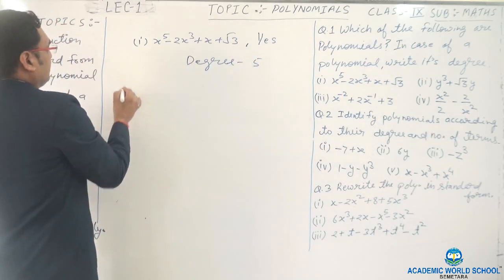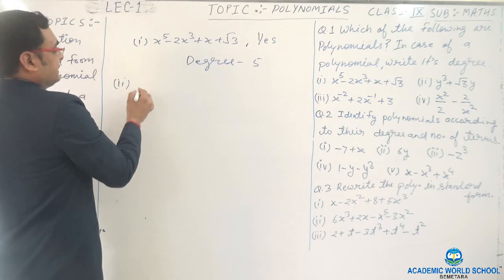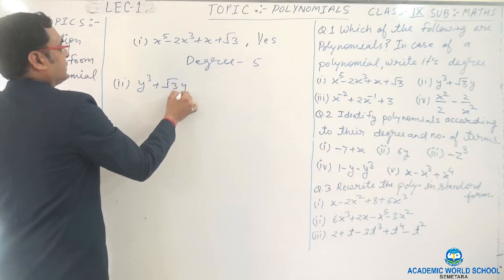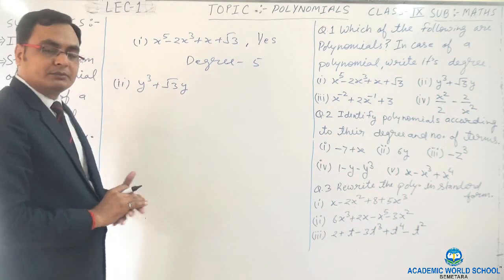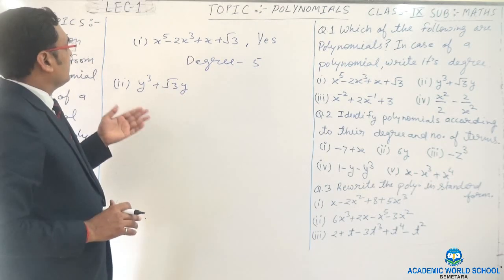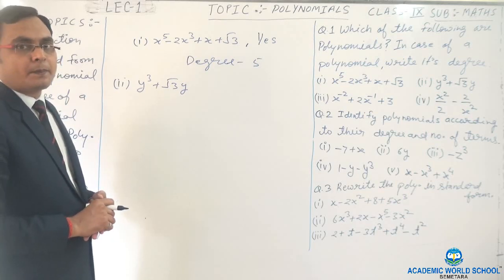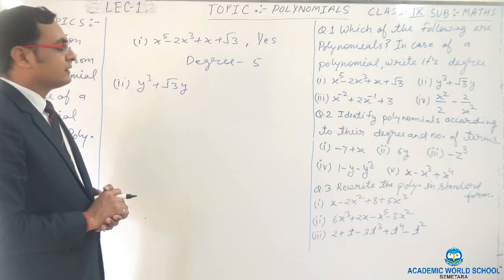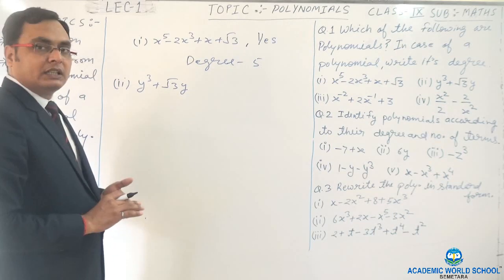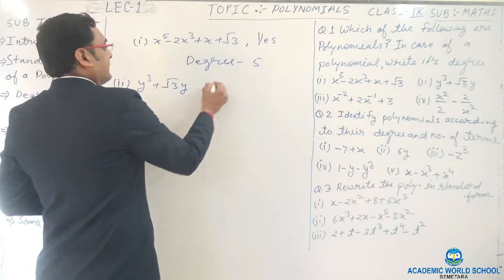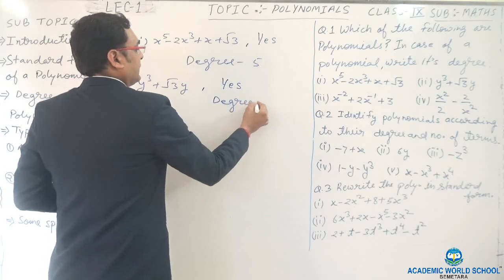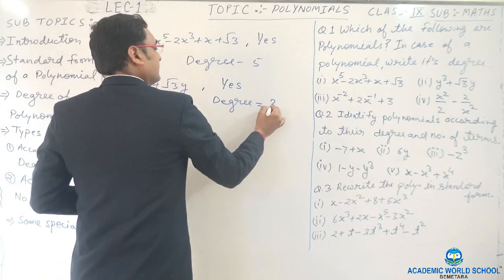So degree of this polynomial is 5. Look at the second example. Second example is y to the power 3 plus root 3y. Here we have two terms. One variable y is there and the highest power of the variable is 3. And all the powers are in whole numbers. So this is also a polynomial. It is a binomial with degree 3. So we will write yes. This is also a polynomial and its degree is 3.